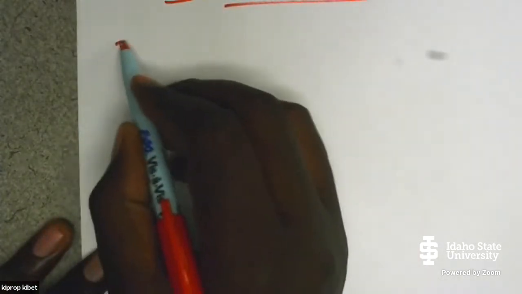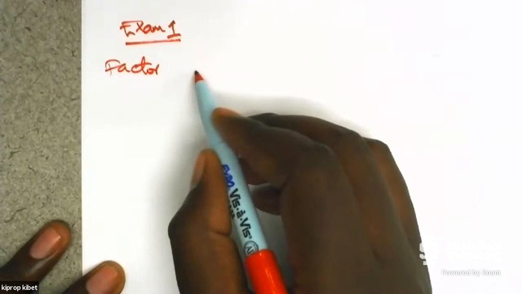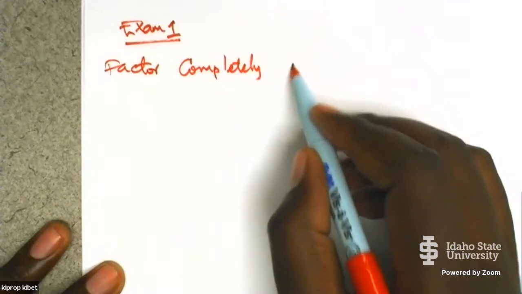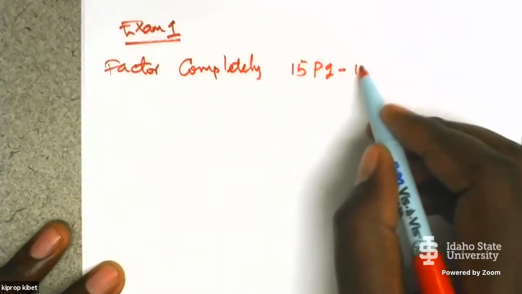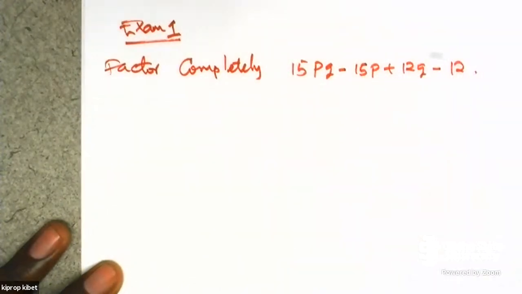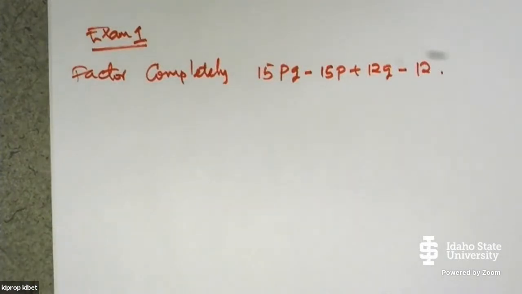For example, example number 1. Factor completely: 15PQ minus 15P plus 12Q minus 12. The very important thing that we need to do first is step number 1: factor out the common factor. We have a common factor here.